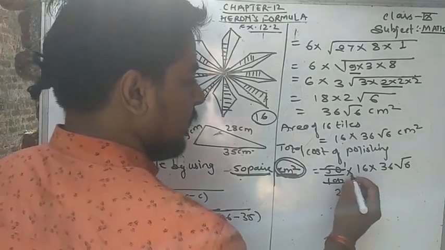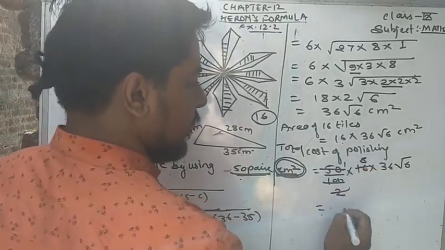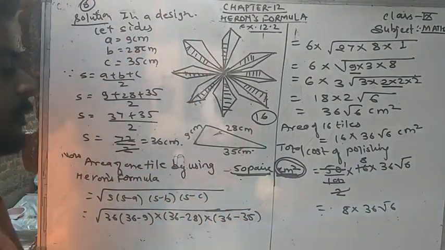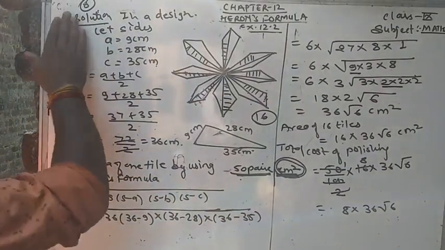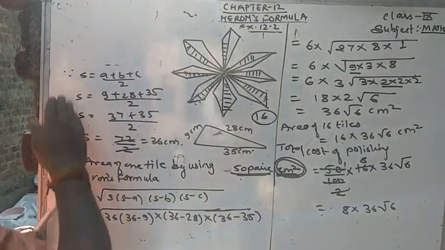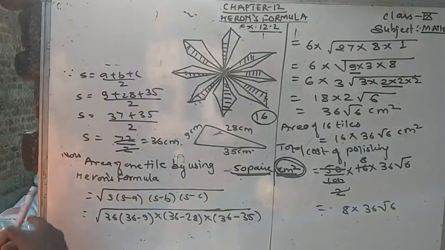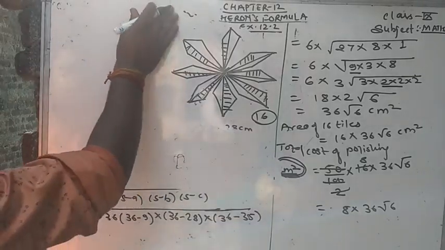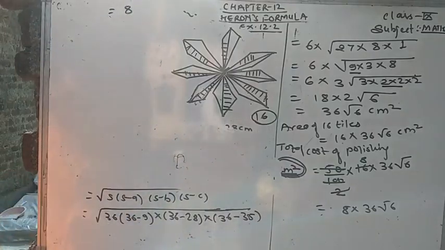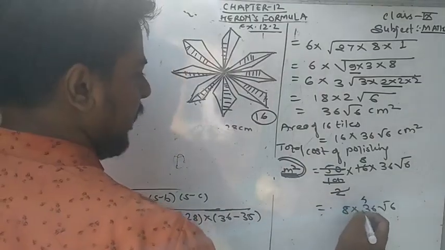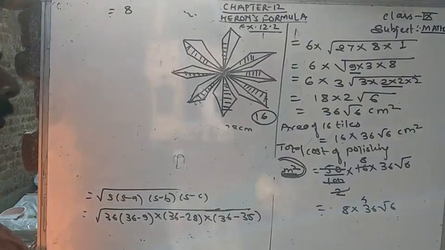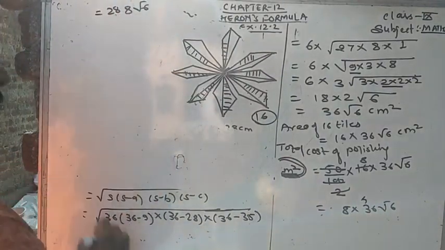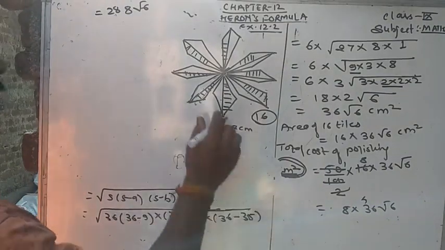2 times 8 is 16. So it is 8 into 36 root 6. 8 times 6 is 48, carry 4; 8 times 3 is 24, plus 4 makes 28. So it will be 288 root 6, and it is in rupees.